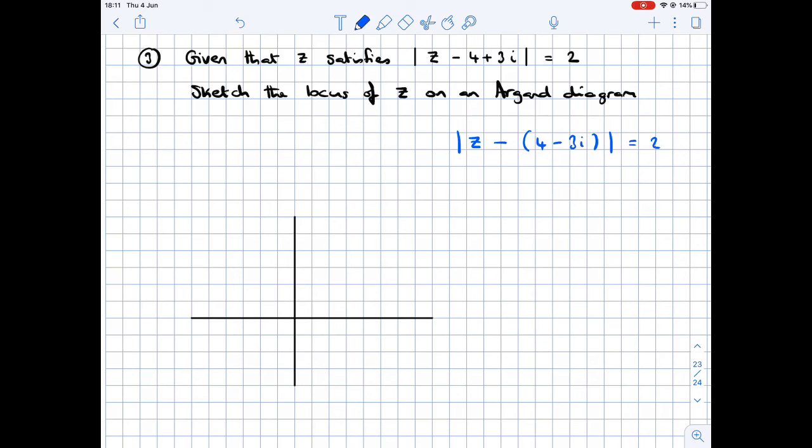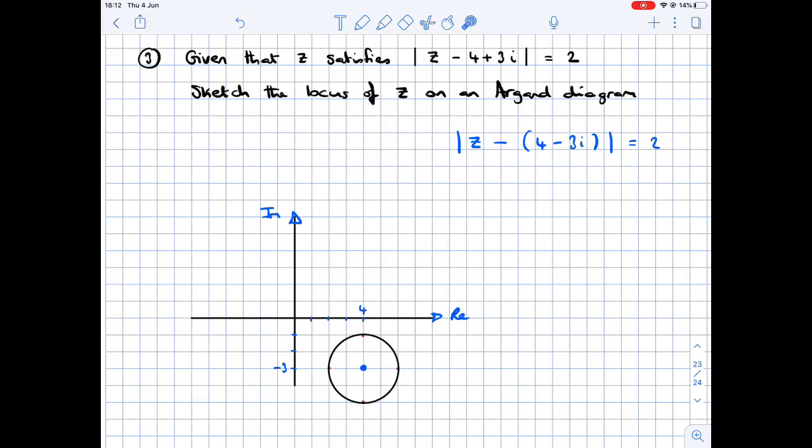So let's plot that. So 4 minus 3i gives us this point here. So this is our point 4 minus 3i. So labelling our axes, this is the imaginary, this is the real. And then the next part, thinking a radius of 2, so we can work our way around, helping us sketch by plotting almost the points north, south, east and west, and then drawing a nice circle around it, and we have the locus of the point z.